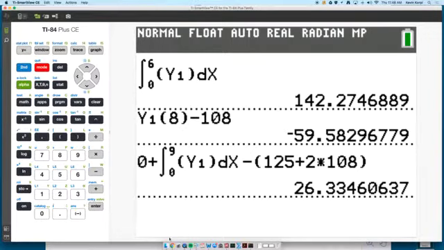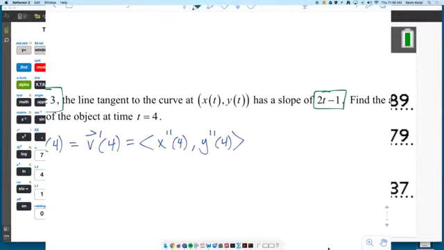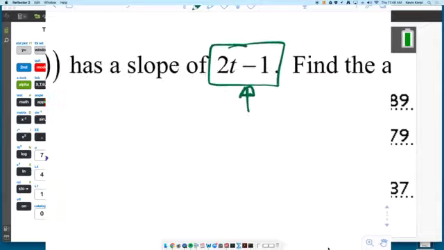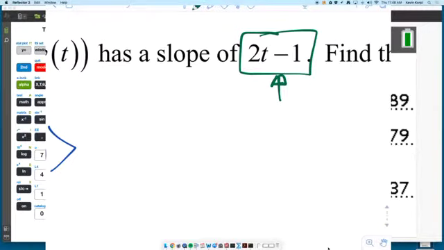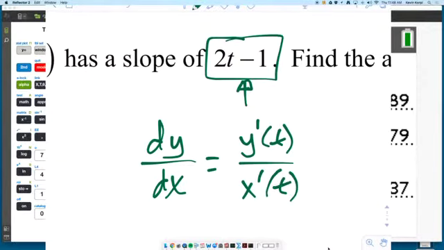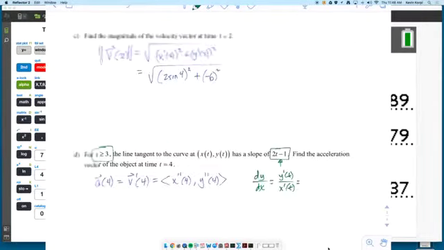But how am I going to find y double prime of 4 if I don't have the equation for either y or y prime? Well, I have to use this piece of information. Remember, 2t minus 1, they said, is the slope of the tangent line. What's another name for it? dy dx. Right, good. And so that's the same as y prime of t over x prime of t, or dy dt over dx dt. Well, which of those do we know?